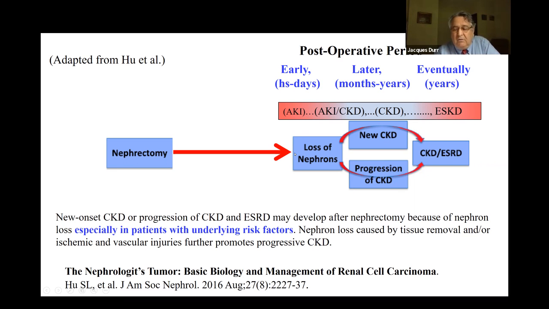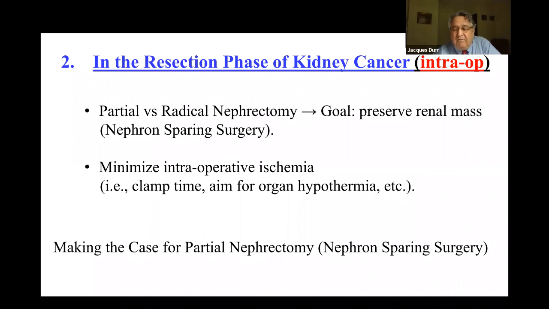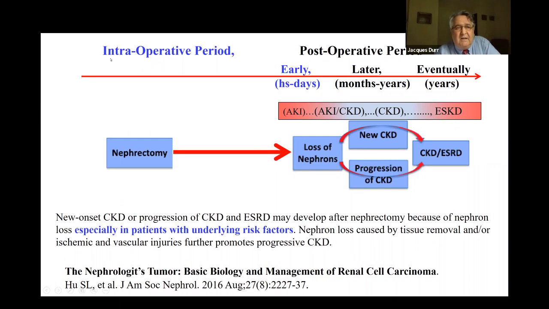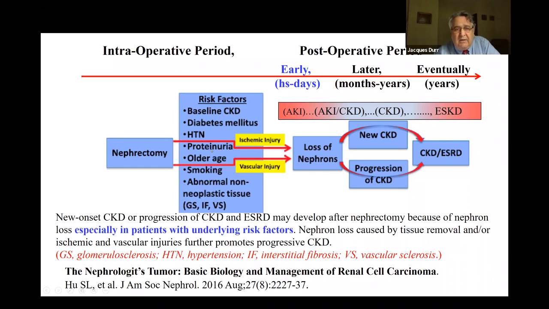We need to realize that during the operative phase, I went to the wrong slide here, to the operative phase, we have a time course of progression of renal failure that starts around here and is conditioned by the underlying pathology of the kidney. And nephrectomy is always done on a background of a kidney that has many risk factors.